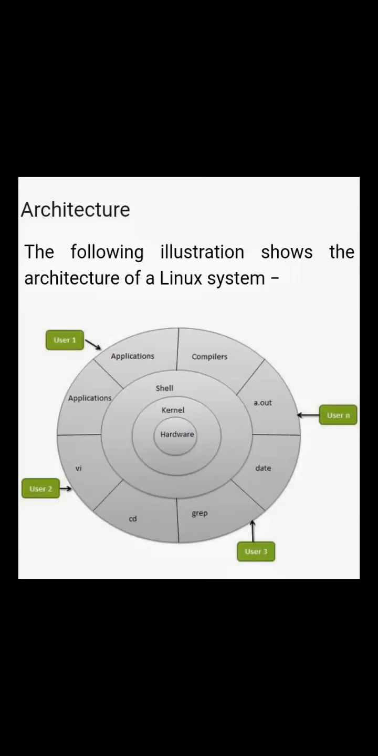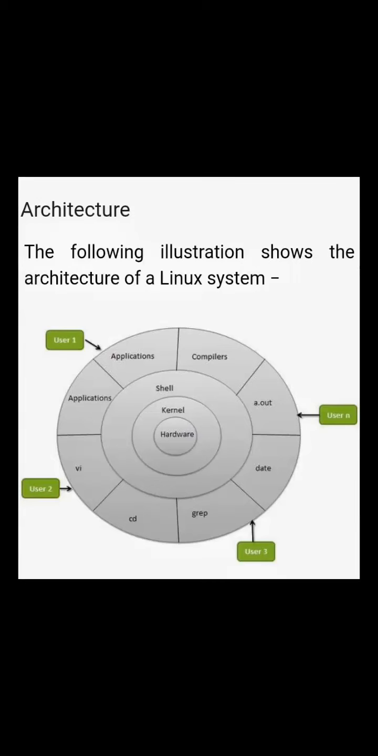Today we are going to learn the architecture of Linux. In the last lecture you learned the history of Linux and what Linux is. Now you understand that Linux is an operating system used for multi-user, multi-process and multitasking. This is the Linux operating system. Now we are going to learn the architecture of Linux.